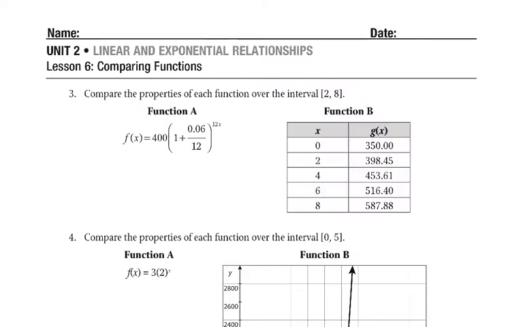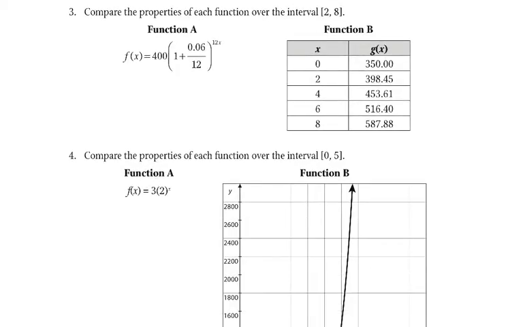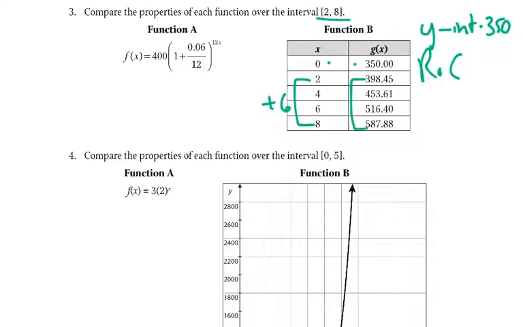Alright, number 3. Now we've got a formula and a table. So let's do the table first. Y-intercept, easy peasy, right? X is 0, y is 350. Okay, the rate of change from 2 to 8, that's a 6. So 587.88 minus 398.45 gives us 189.43. So 189.43 divided by 6 gives us 31.57. We round.